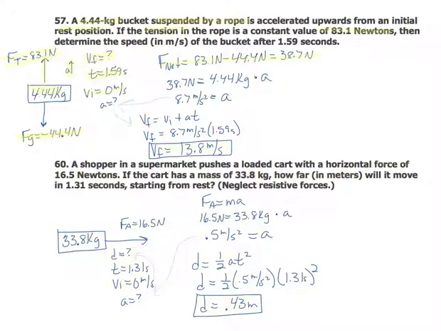Well, that force is what is needed to accelerate my bucket. So that force will equal the mass of the bucket times the acceleration. And solving for that, I can get my acceleration to be 8.7 meters per second squared. I can use that information along with my initial velocity and my time in order to find my final velocity using this equation. And my final velocity should be 13.8 meters per second.